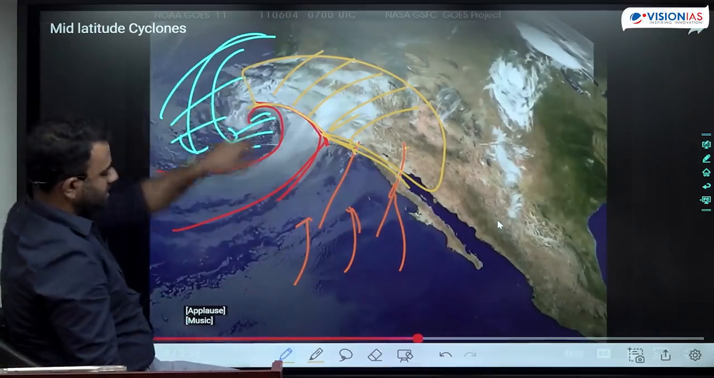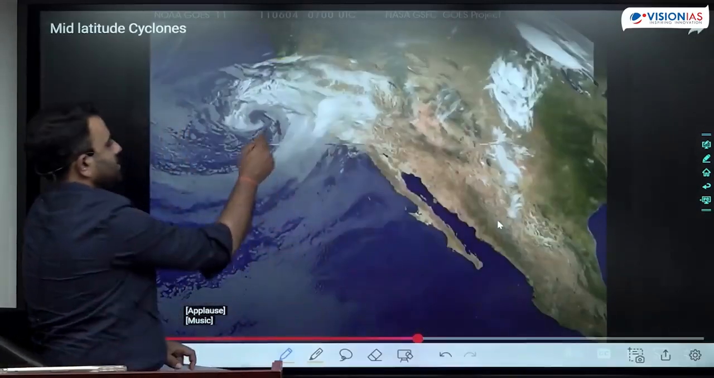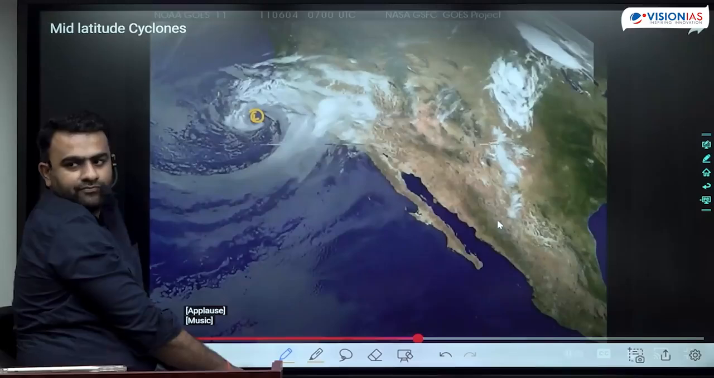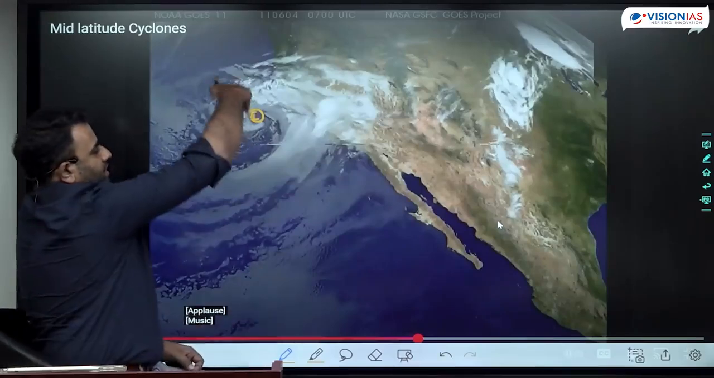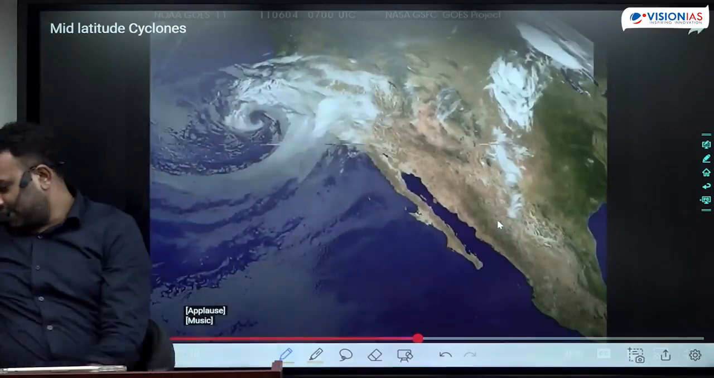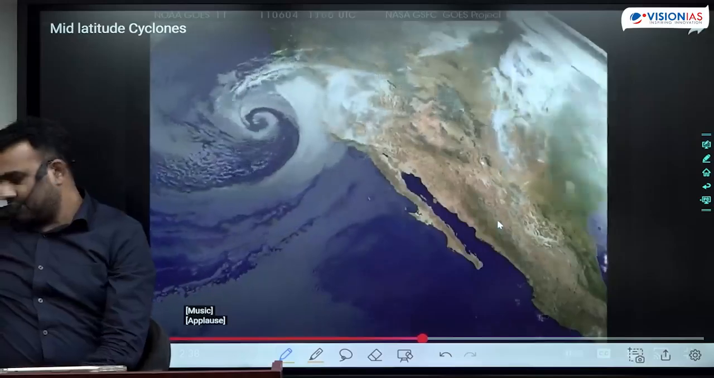Here the convergence is happening. You can very clearly see the converging air. This is the low pressure. Okay, where the air is converging like this. And there occlusion is also happening. Okay, this is how it keeps shifting.